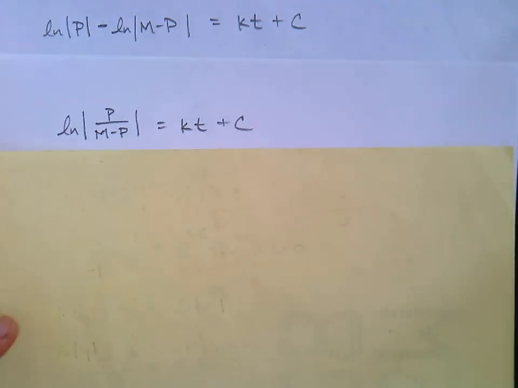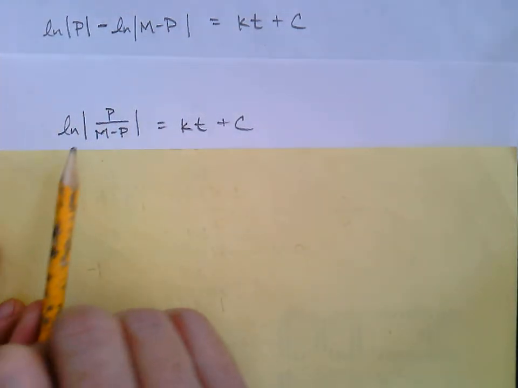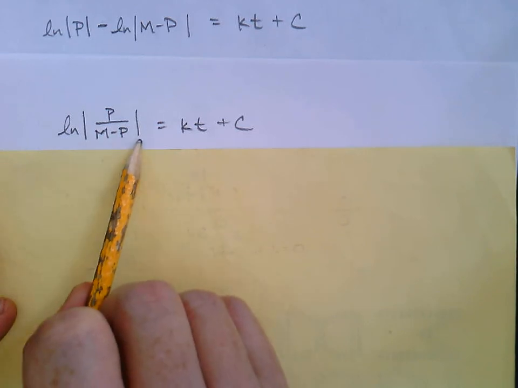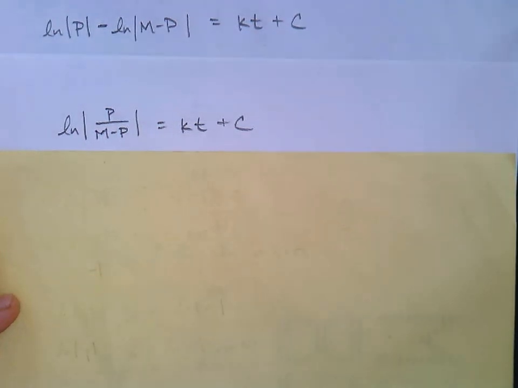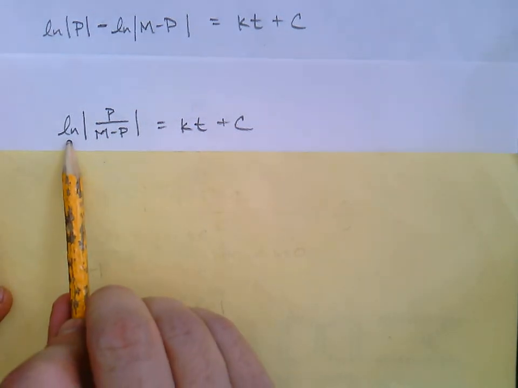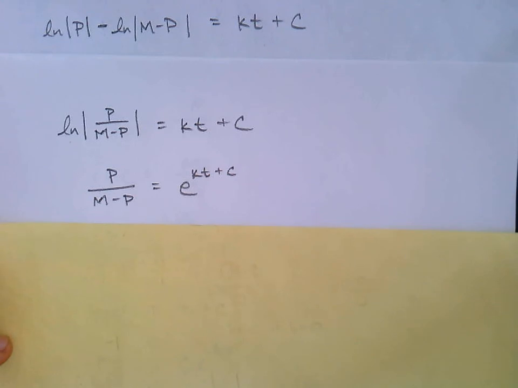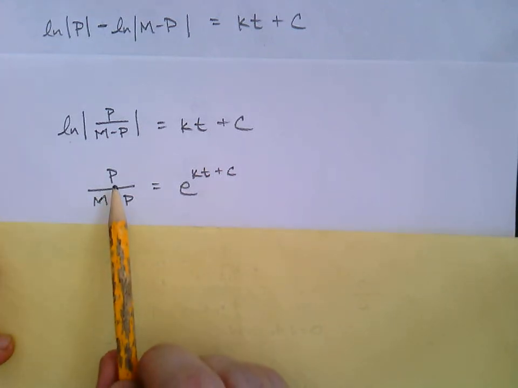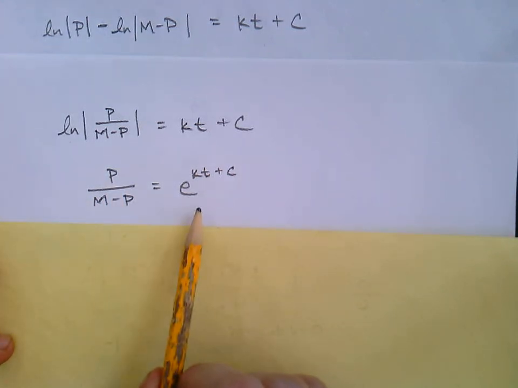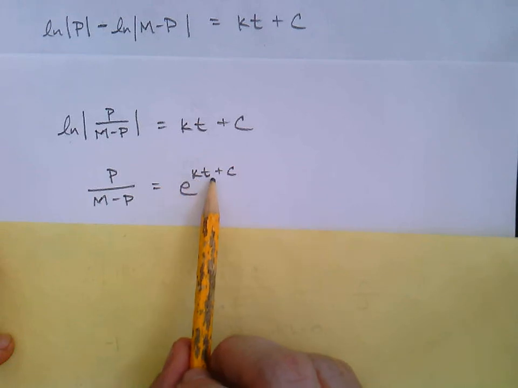What can we do? Let's begin by combining those natural logs. So natural log p over m minus p, and we got that same right side. Once we have those combined, now we can apply an e to both to cancel out our natural log. So on the left, we've got p over m minus p, and on the right side, e raised to kt plus c.